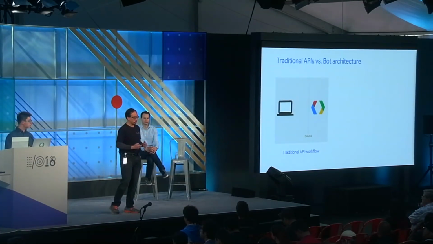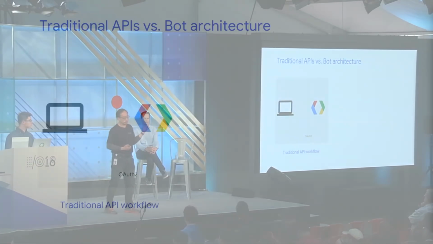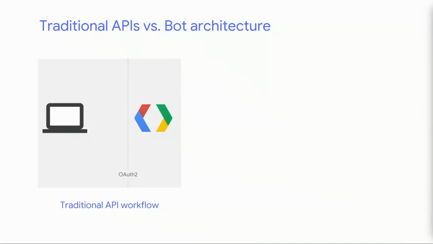So in this diagram, we have an application. We need to try and reach an API. The data is protected behind OAuth. And so what typically has to happen is the user has to grant access to your application through OAuth. You guys have seen that little dialog window, right?